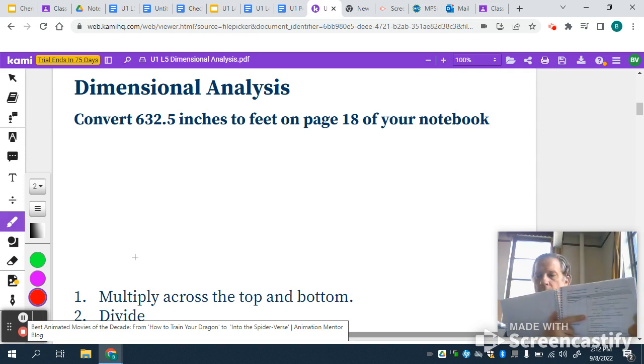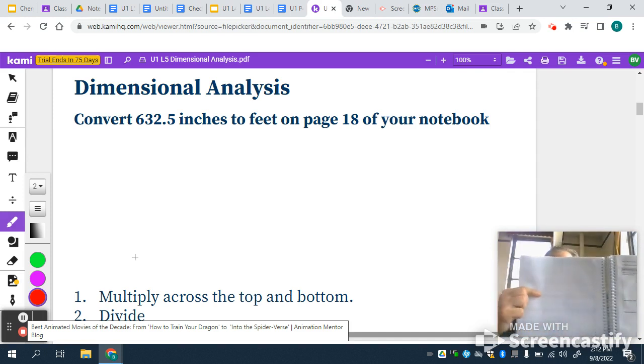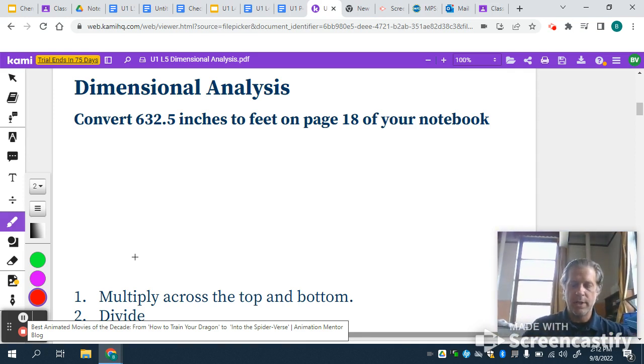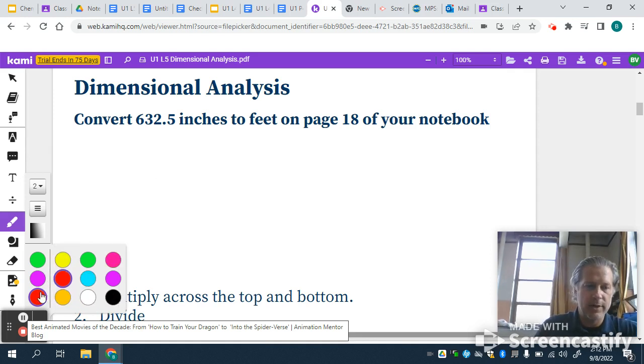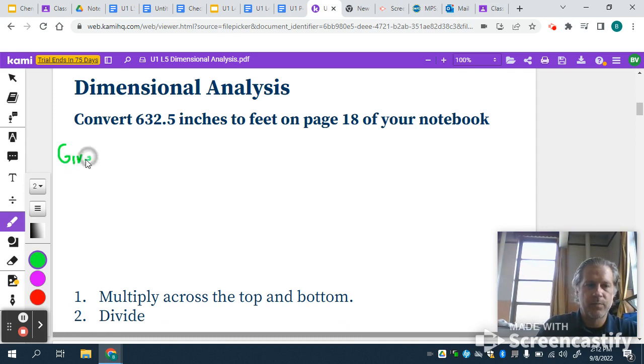So if this is the problem to convert 632.5 inches to feet, we're going to do that directly over here in our notebook. Hopefully that makes a little bit of sense. And we're going to go forward. Okay, so there's a couple things that we need to know. We need to first of all identify what our given is. So in this case, we're going to try to figure out what's given to us in the problem. And we should probably also figure out what our unknown is. What that really means is, what is the problem? What are we starting with? And what is the problem asking us to solve for?